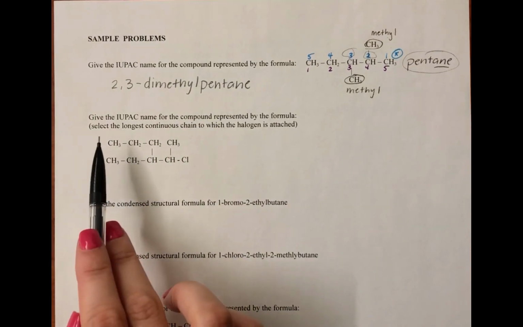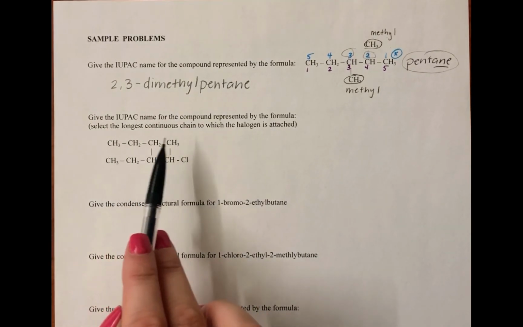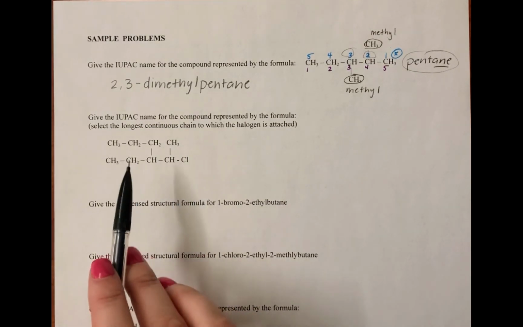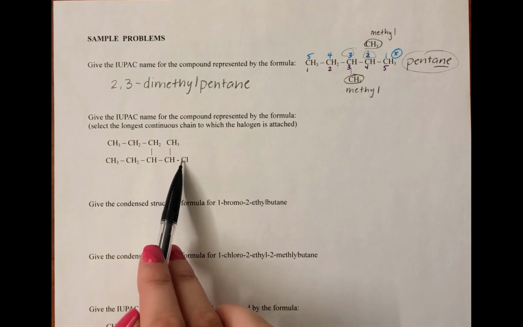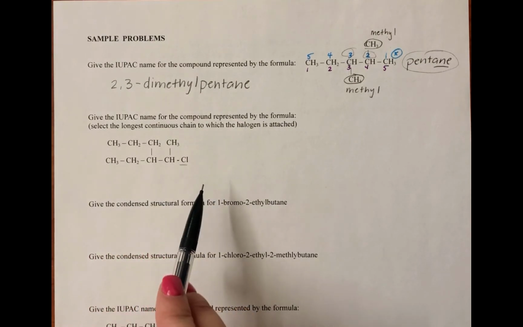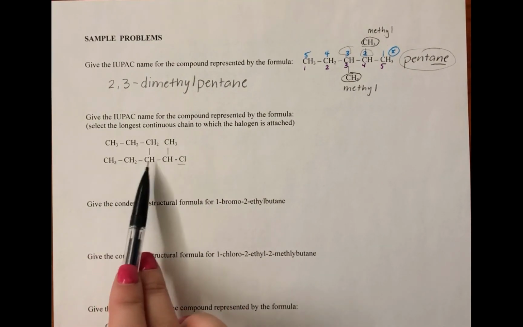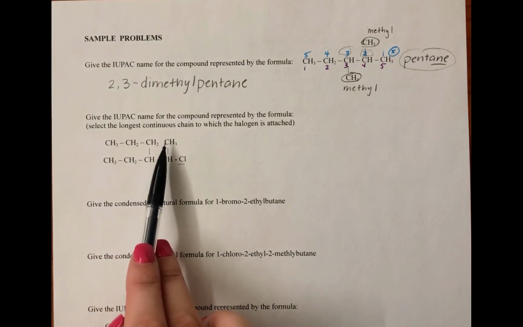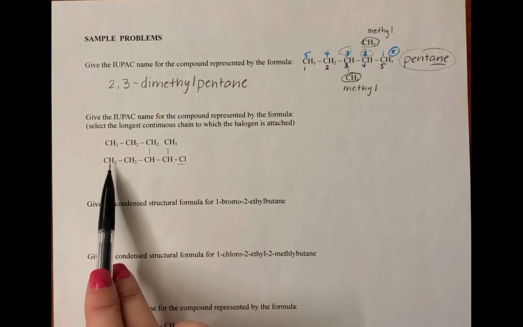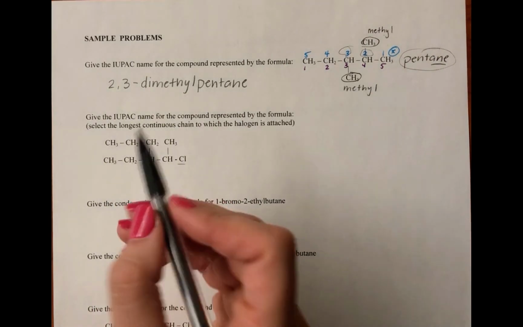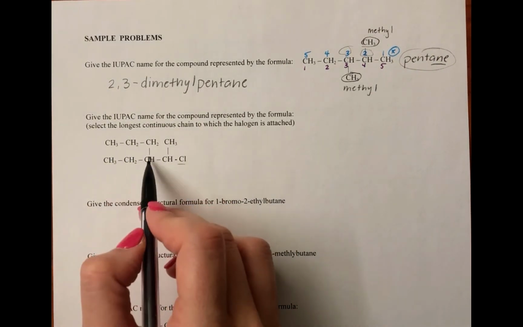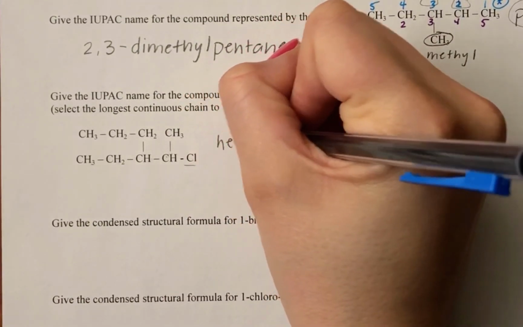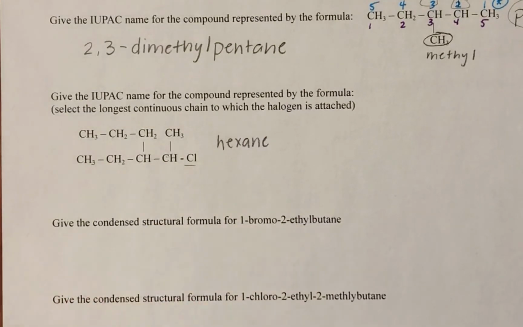Now, I give you a hint here, and I said select the longest chain to which the halogen is attached. So we want to make sure that our longest chain has the Cl attached to it. So I could go 1, 2, 3, 4, 1, 2, 3, 4, 5, 6, 1, 2, 3, 4, 5. Well, I see that would be 6. So if I have 1, 2, 3, 4, 5, 6 carbons, that is a hexane. It's ANE because they are all single bonds.